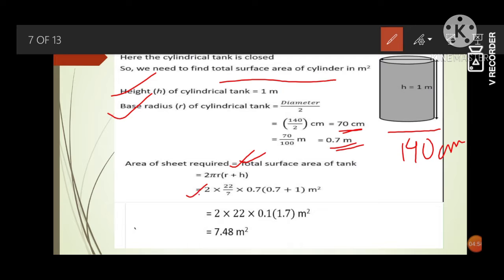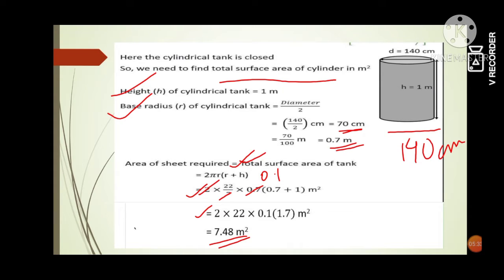So substituting all the values, we get 2 into 22/7 into 0.7 into (0.7 + 1). So 7 and 0.7 cancel each other off and we get 0.1. So we have 2 into 22 into 0.1 into 1.7. When we multiply all the four numbers, we get 7.48 square meters. So this is the total surface area of the cylinder, or the metal sheet required to construct this kind of cylinder.